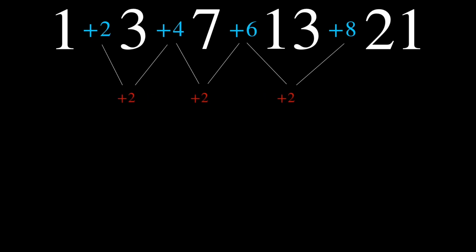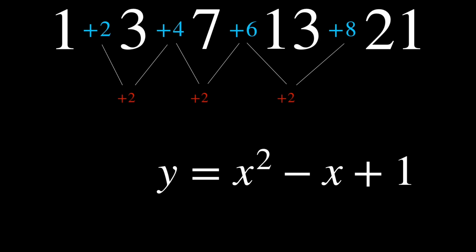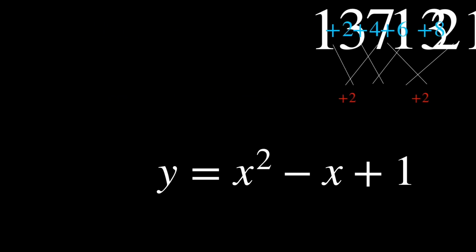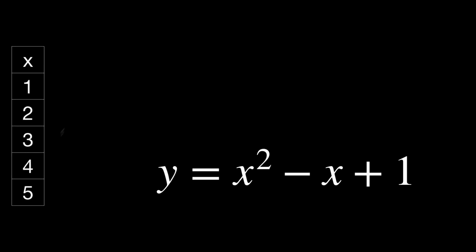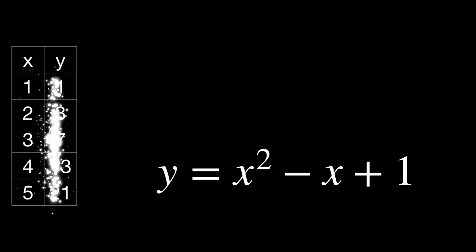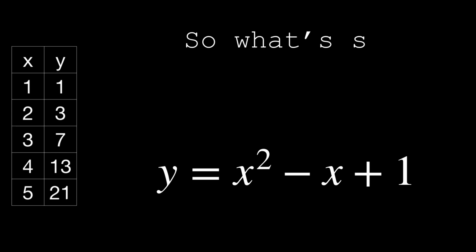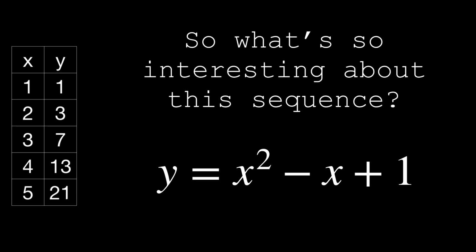Now when the difference between the differences is the same, that means the sequence is formed by a quadratic equation. In this case, y equals x squared minus x plus 1. So when you substitute the numbers 1 through 5 in for x, the y values you get give us our sequence. So what's so interesting about this sequence?